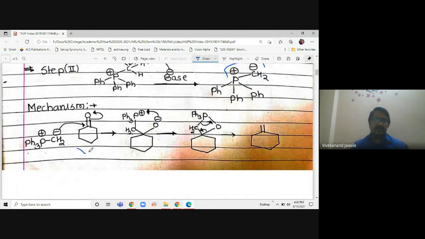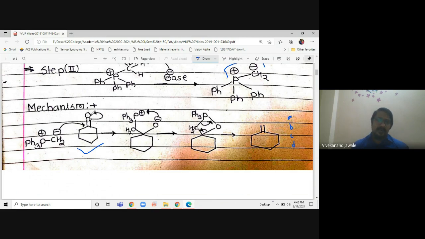See, such types of problems are given with the starting compound. They are giving this, and instead of giving the product, they will give options A, B, C, and D. You have to choose between these four.